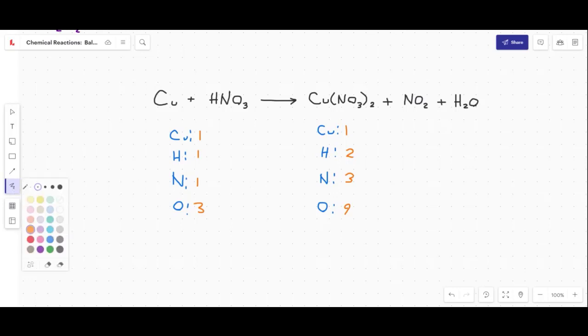So now I want to take a moment to look and see which of these appears in the fewest places. Copper appears in how many different substances? Just 2. What about hydrogen? 2. What about nitrogen? 3. And what about oxygen? 4. So I've actually listed these in the order I want to balance them. It just happened to be that way, accidentally. But copper and hydrogen are going to be first.